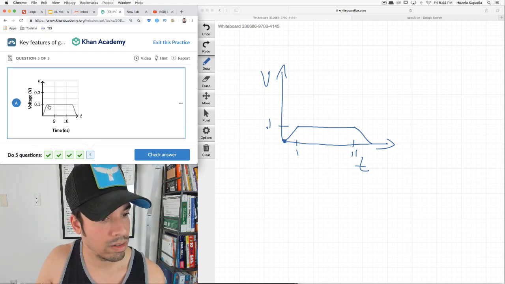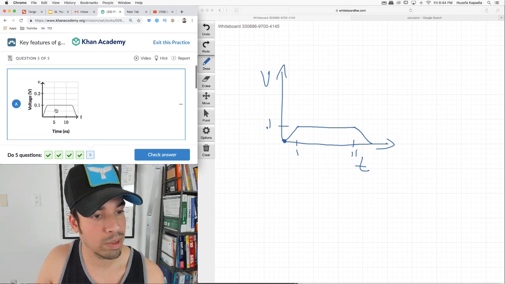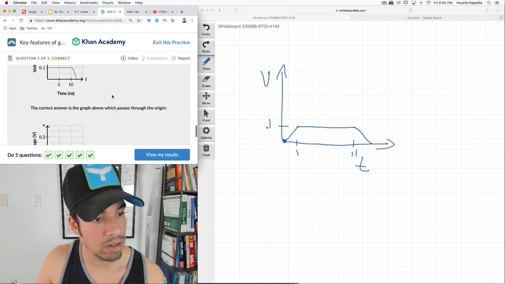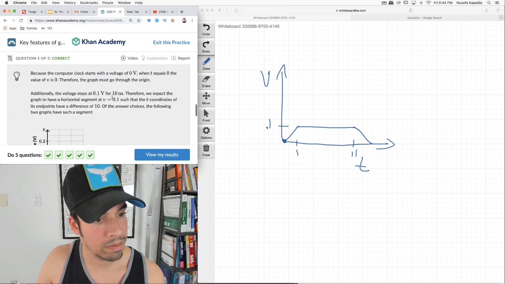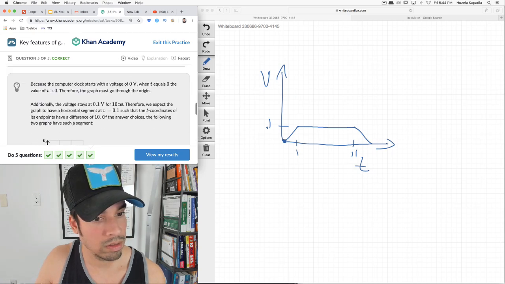This is, actually it looks like a little bit more than 10 nanoseconds, but it's close. So that's why I'm going to go with A. Yeah. Okay. So yeah. That's it.